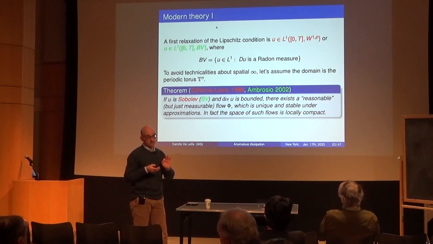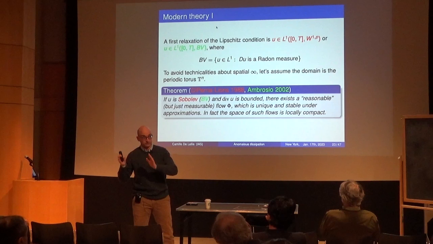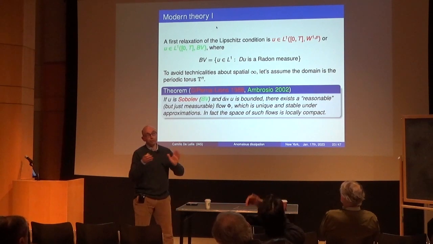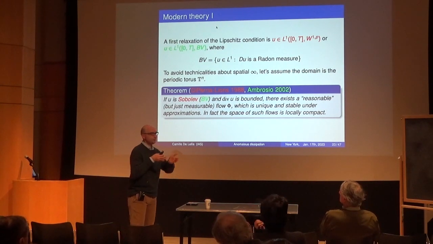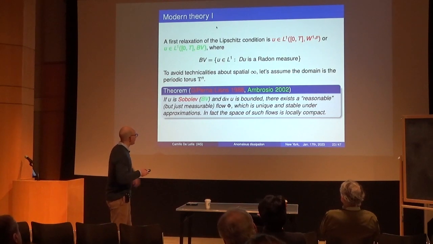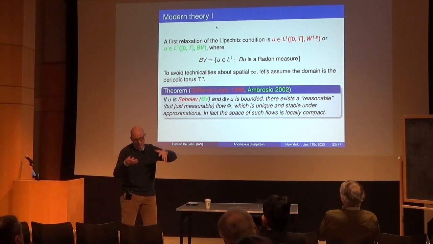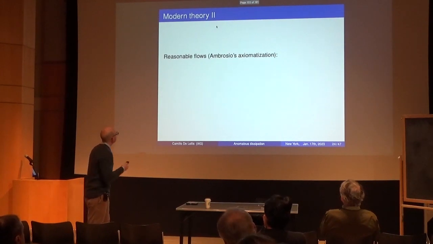In the following sense, if you smooth your vector field, then you compute the classical flow. The classical flow is converging to this limiting flow. But this limiting flow is only measure theoretic. So it's only an invertible map in the sense of measure theory, for instance. And this family of flows is locally compact as you vary the W^{1,p} field, locally compact in L1, in a measure theoretic sense. Now let me give you what is a reasonable flow.